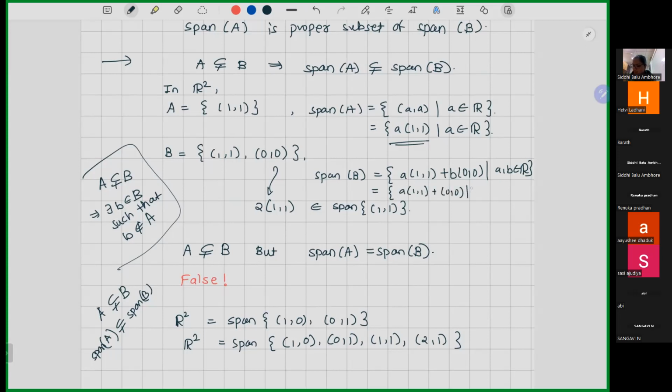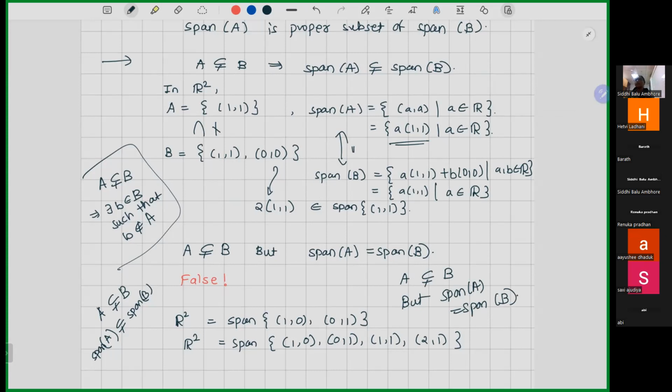Such that b times 0 is anything, it vanishes. And when I add this element, I will simply get a(1,1). And now these two spans are equal, right? These two spans are equal. But A is properly contained in B, and yet span of A is equal to span of B. Okay? Is it clear now?